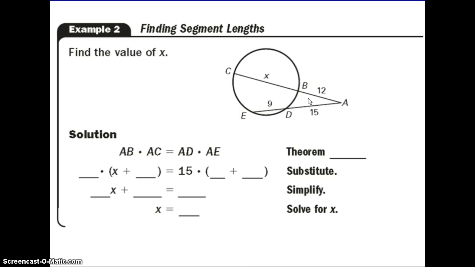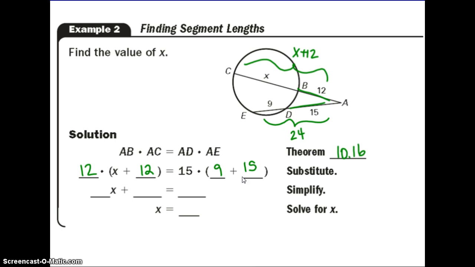Alright, here we have two secants. Remember, it's the outside piece times the whole piece equals the outside times the whole. So the whole piece here is actually going to be x plus 12, and the whole piece here is going to be 9 plus 15, or 24. So if you're referring to the theorems that we're working on, this would be theorem 10.16 in your notes. So AB is 12, while AC is x plus 12. AD is 15, while AE is 9 plus 15, or 24. So 24 times 15 gave me 360.